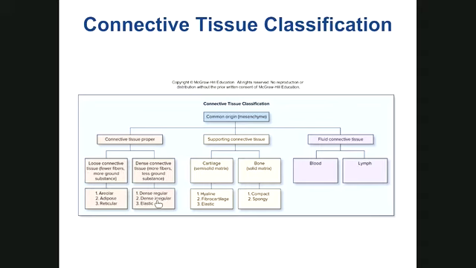Now, I want to talk about these different tissues for you in this chapter and in the next chapters in A&P 1. Your instructor will talk about blood and lymph in A&P 2 for you.